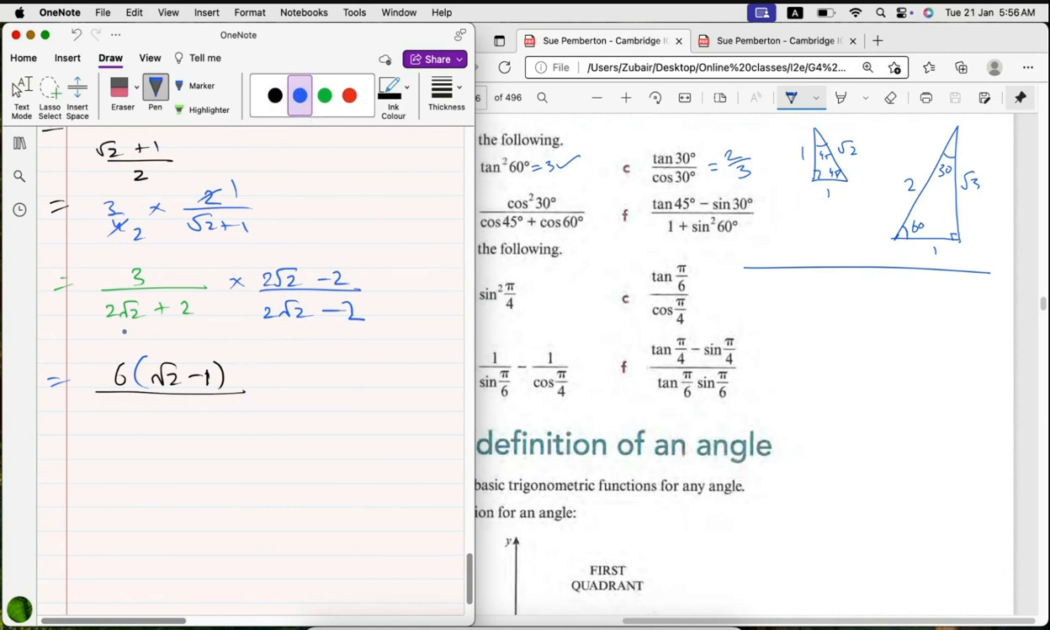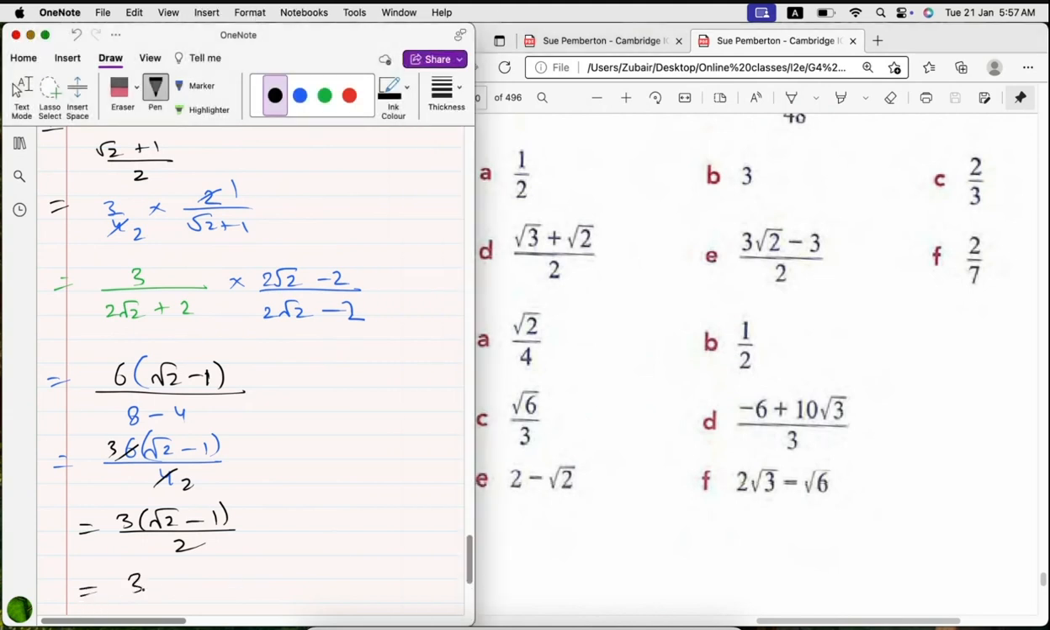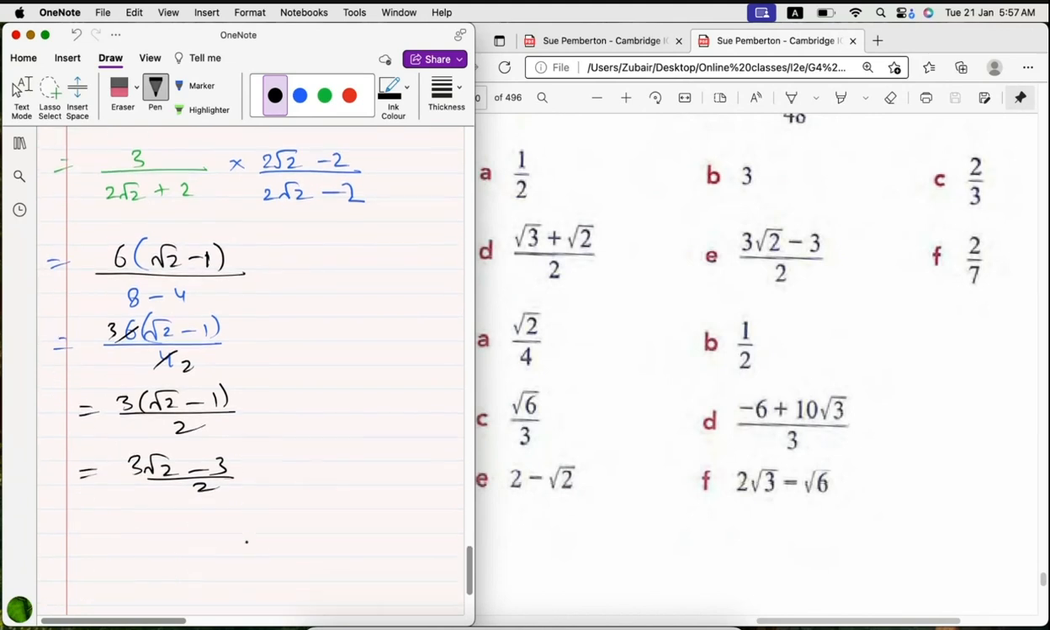Over a square minus b square. The 2 square is 4 into 2, 8. B square, 2 to the 4. 6 root 2 minus 1 over 4. 2 2 times, 2 3 times. 3 root 2 minus 1 over 2. 3 multiplied inside is 3 root 2 minus 3 over 2. Clear?